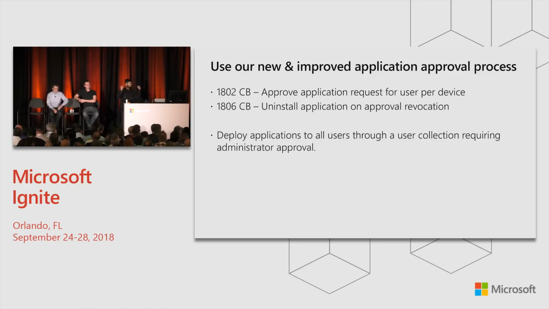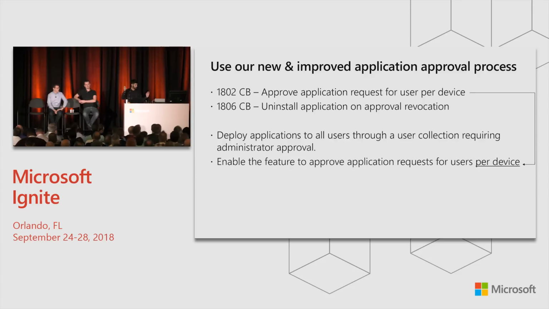Check the scenario out. You deploy an application to all users through a user collection that requires administrator approval. Now, you enable this feature that we shipped in 1802 that says, enable this feature to approve application requests for users per device. Now, in the past, if an application was approved for a user, this user could go and install this application on every single device they had access to, which could cause some licensing issues if it's an expensive application. But now you can specify this specific setting for only that specific device.